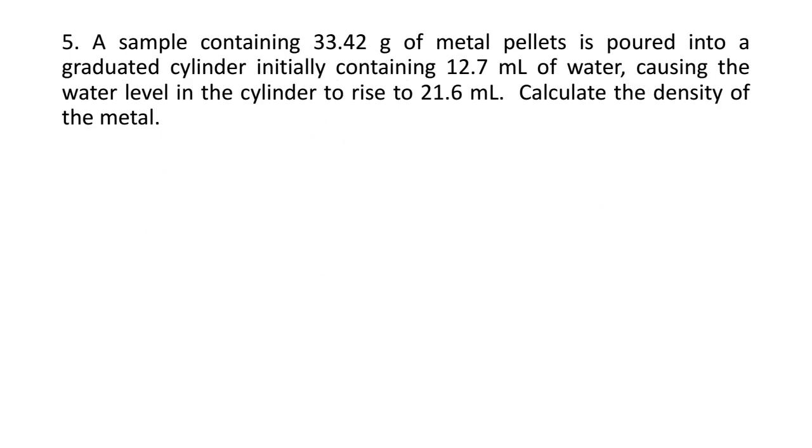Okay, a sample containing 33.42 grams of metal pellets is poured into a graduated cylinder, initially containing 12.7 mL of water, causing the water level in the cylinder to rise to 21.6 milliliters. Calculate the density of the metal.